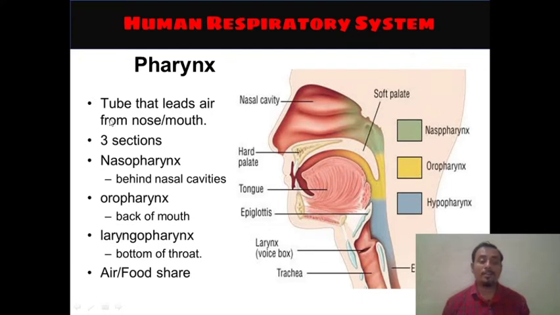The tube that leads air from the nose to the mouth is known as the pharynx. Okay, three sections are there: nasopharynx, oropharynx, and laryngopharynx, or hypopharynx, we can call it. Behind the nasal cavities, the nasopharynx is there. At the back of the mouth, the oropharynx is there. At the bottom of the throat, the laryngopharynx is there, or hypopharynx we can call it. Then air and food are shared through this pharynx structure.